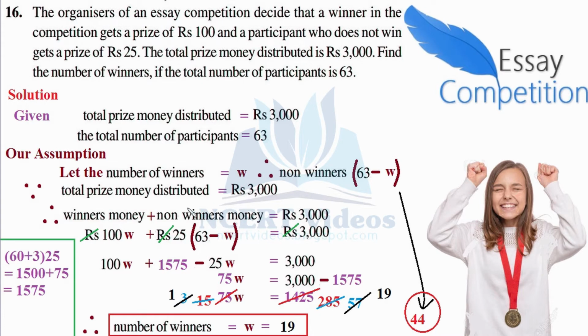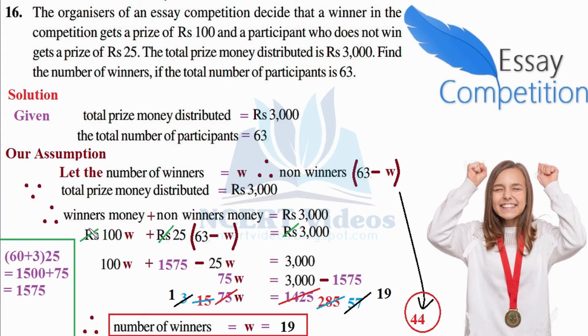What would be non-winners' money? It would be the money we are giving to one non-winner, rupees 25. It is written here: who does not win gets a prize of rupees 25. To find the complete non-winners' money, we have to multiply by the number of non-winners that we found here, that is 63 minus w in brackets. Nothing written here again means it is getting multiplied, and that equals rupees 3000 as it is.